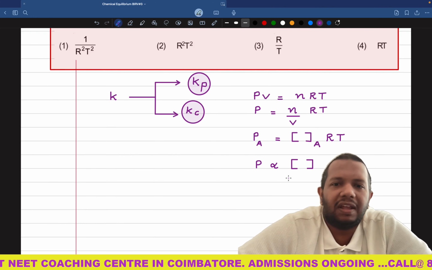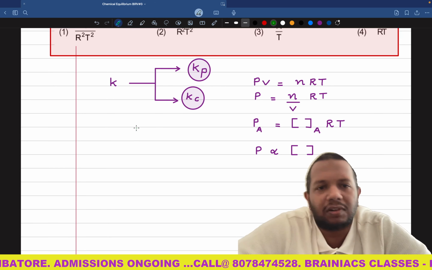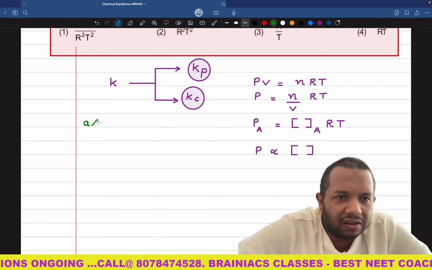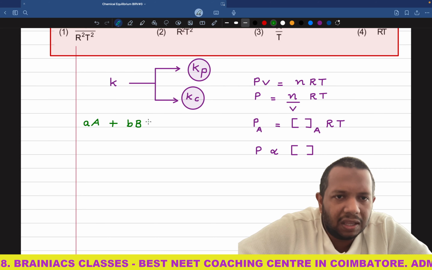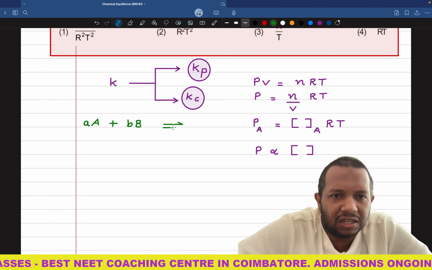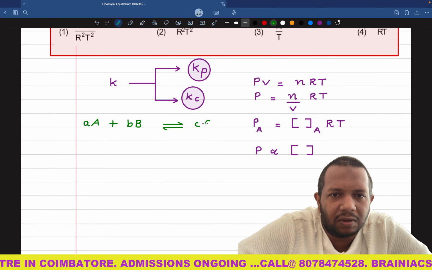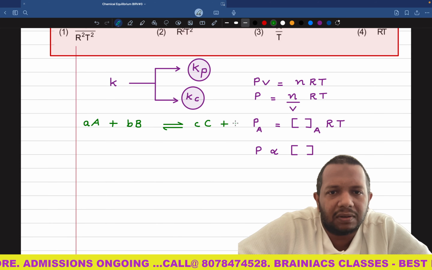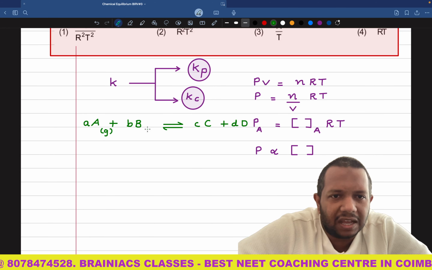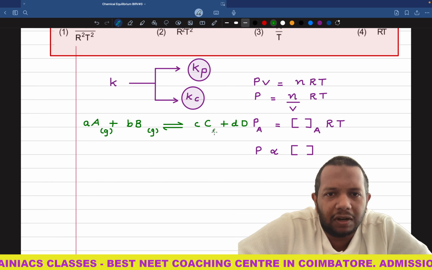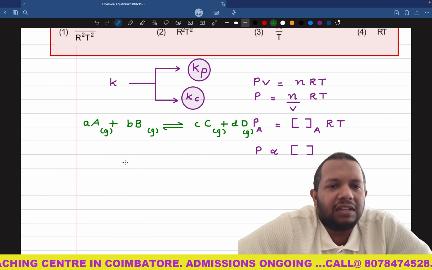Now I can write a general equation and show you how we write it in terms of pressure. Let us consider a general reaction aA + bB giving cC + dD, and assume that all these are gases. Please remember, these are only valid for gases. If solids and pure liquids are there, you need to take them as unity. Don't forget that. So how will you write Kp for this one?